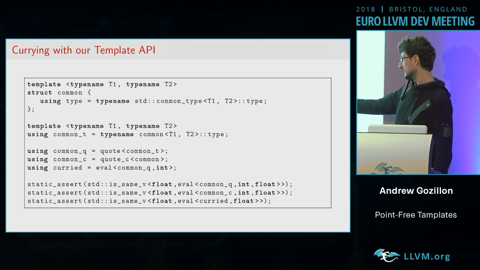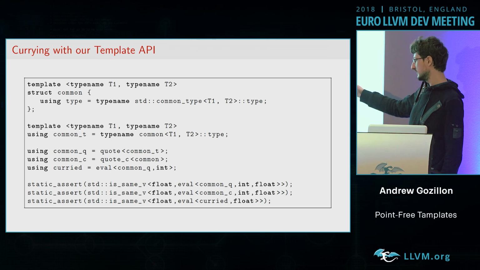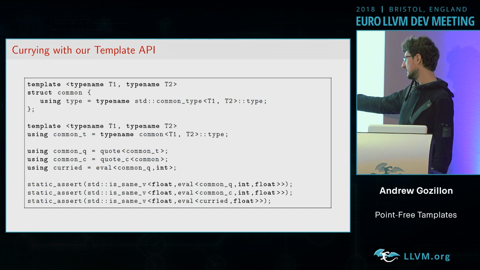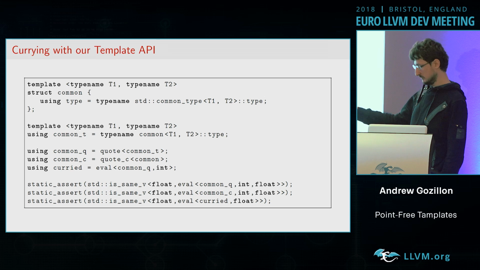So these are just case statements showcasing that they will return float in all cases, because we're passing an integer and a float to standard common type. So common Q, we pass int float, it returns a float. So in all cases it's returning exactly the expected value. And then at the bottom case we just apply float onto it again, and we've already passed it in earlier on, so it returns a float.